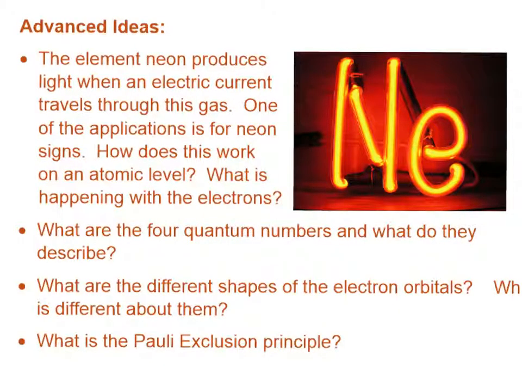Advanced ideas? Look at neon signs. How do they actually work? What's going on with the electrons? What are quantum numbers? What do they describe? What are some different shapes of the different electron orbitals? What's different about them? What's the Pauli exclusion principle? Or maybe you have some other ideas.